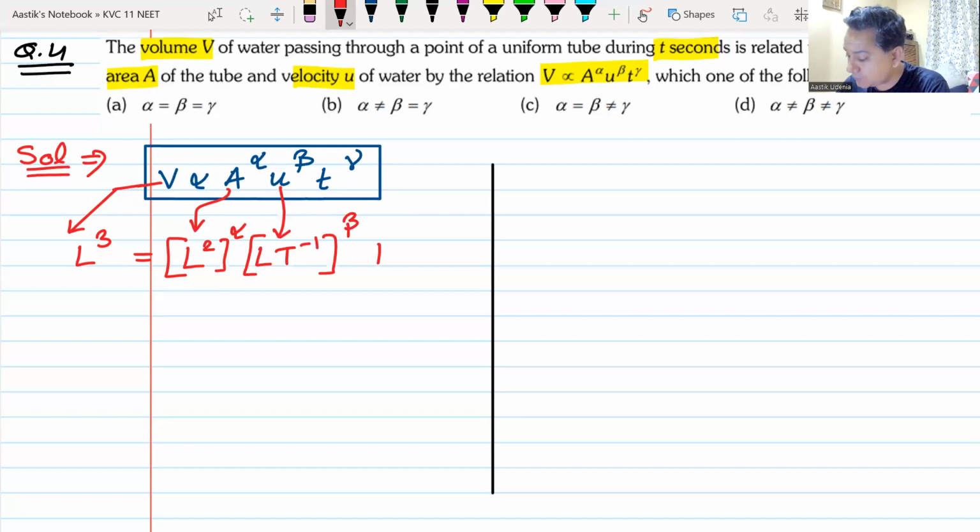T is time. Dimension is capital T raised to the power of gamma. Do we all understand this? Yes or no?